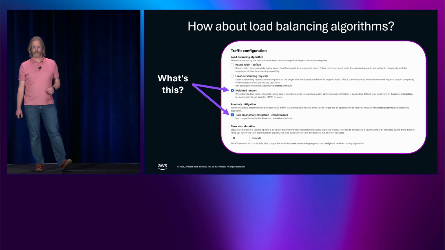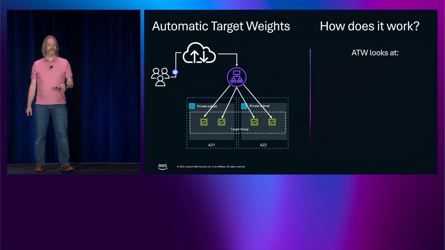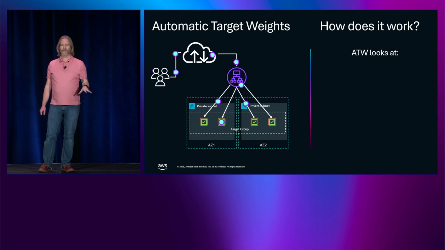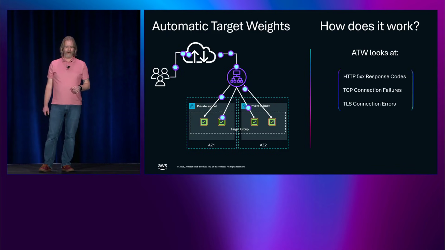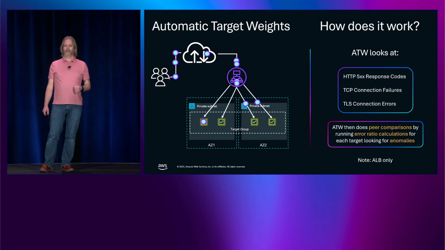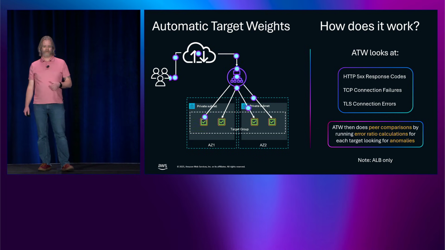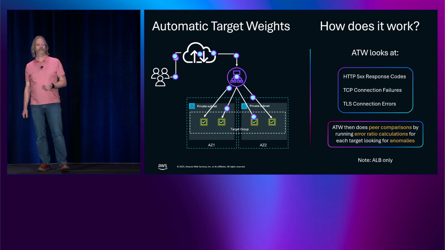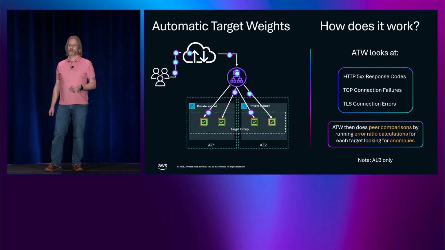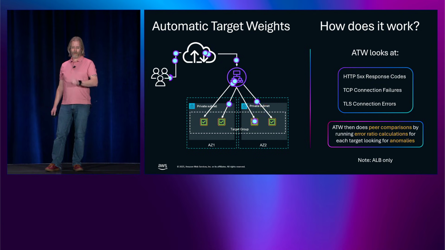And this is a kind of a cool feature. It's something that we can do that we call ATW, or automatic target weighting. So let me give you an example of how this works. So we have a bunch of targets, right? And they're working just fine. We've got traffic coming in. And ATW, or the automatic target weighting, if you select those two pieces, looks at three different things. They look at 5XX errors, TCP connection failures, as well as TLS connection errors. And throughout that, we run an algorithm, or basically run it against our peers to see if there's any anomalies.